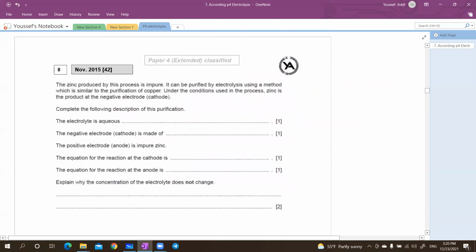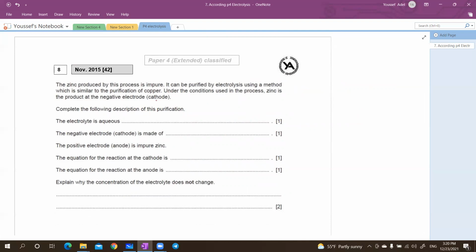The next question. The zinc produced by this process is impure. It can be purified by electrolysis using a method which is similar to the purification of copper. Under the conditions used in the process, zinc is the product at the negative electrode, the cathode. Complete the following description of this purification.